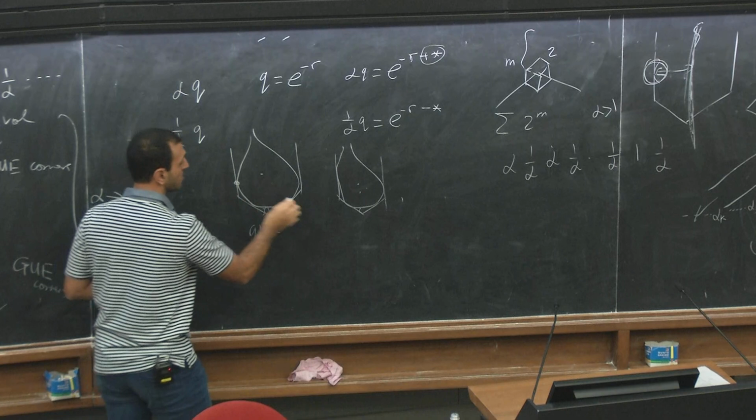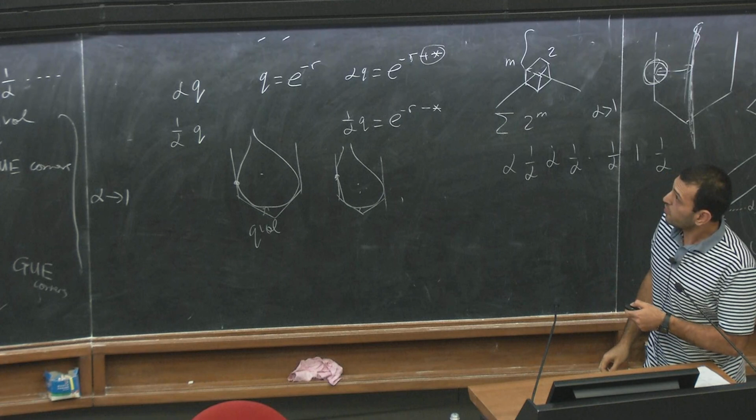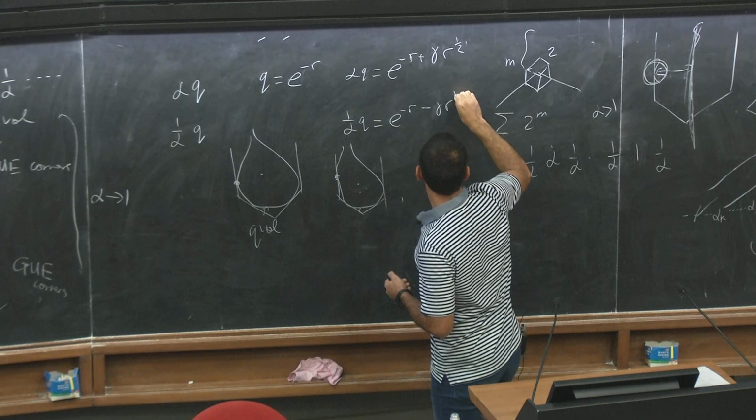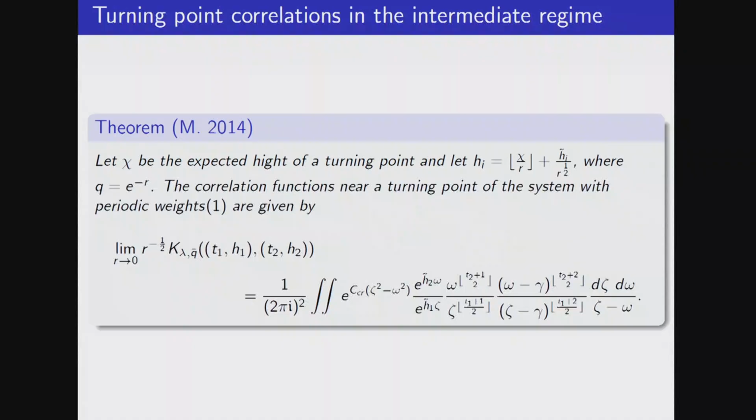At the turning points, remember, you actually get a point process that looks like this. Remember the weights that I had on the other side, I had this parameter gamma. And so you have a process that looks like this. If gamma was 0, then this would just become w to the t2, c to the t1, and that would be the GUE corners process. But now this is split between these two, and this is not the GUE corners process, and the GUE corners process is nowhere to be seen here. You get some kind of a one-parameter deformation of that process.